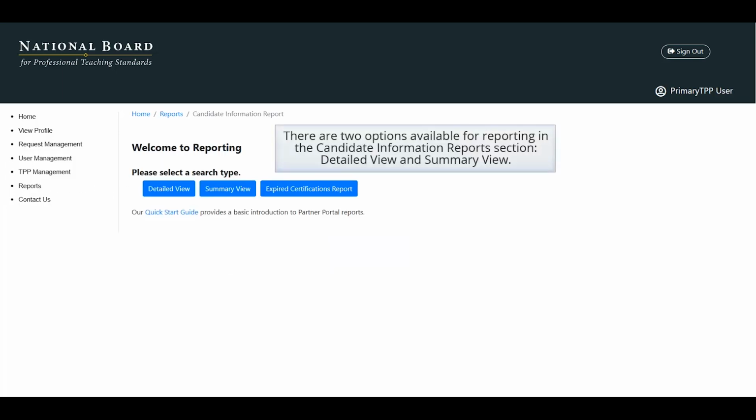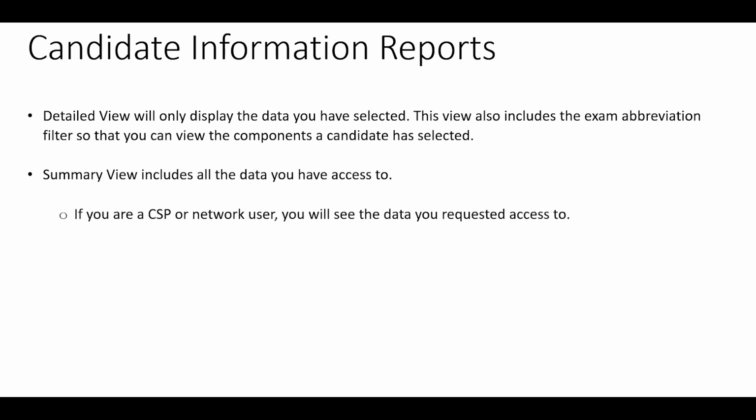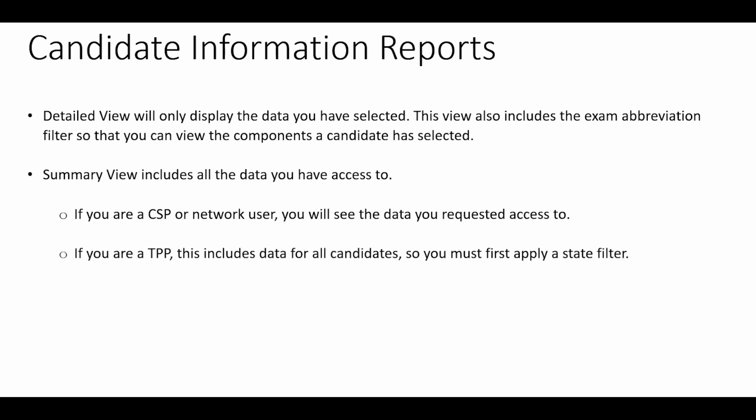There are two options available for reporting in the Candidate Information Reports section: Detailed View and Summary View. To help you know which view to use, Detailed View will only display the data you have selected. This view also includes the exam abbreviation filter so that you can view the components a candidate has selected. Summary View includes all the data you have access to. If you are a CSP or network user, you will see the data you requested access to. If you are a TPP, this includes data for all candidates, so you must first apply a state filter.